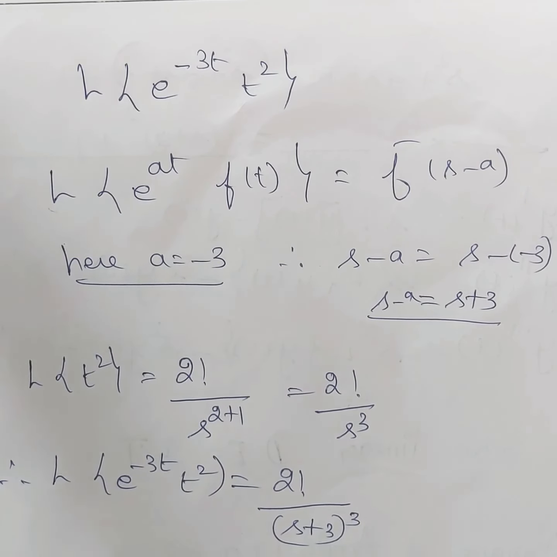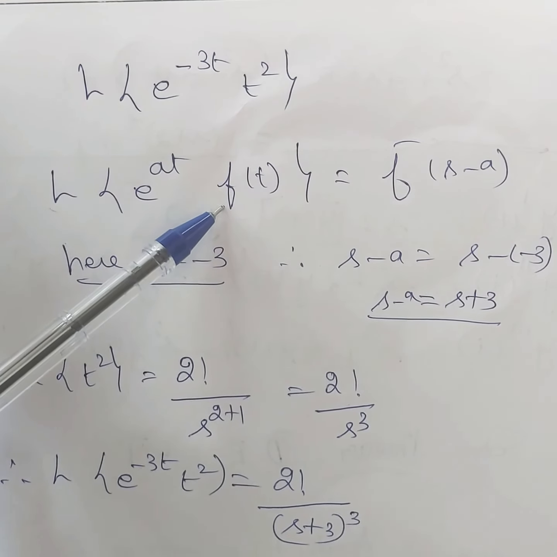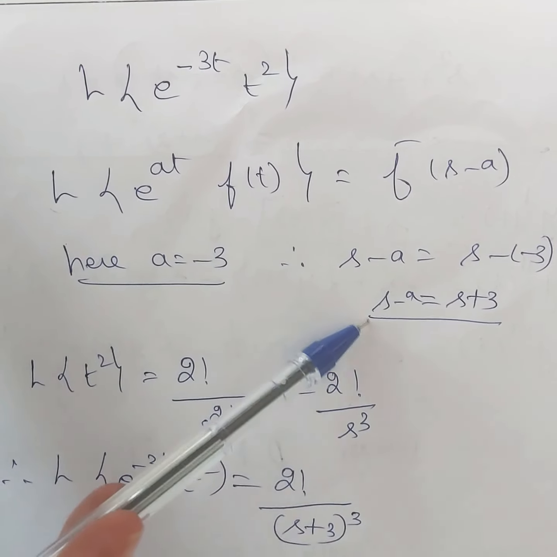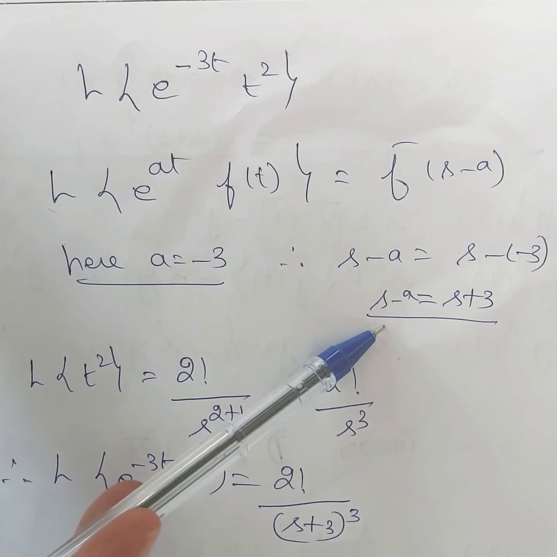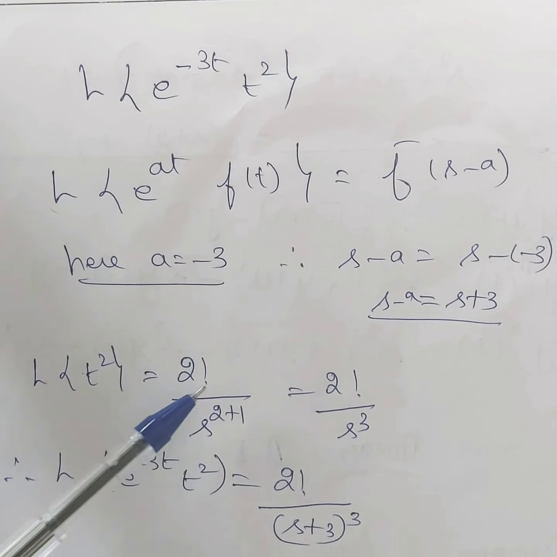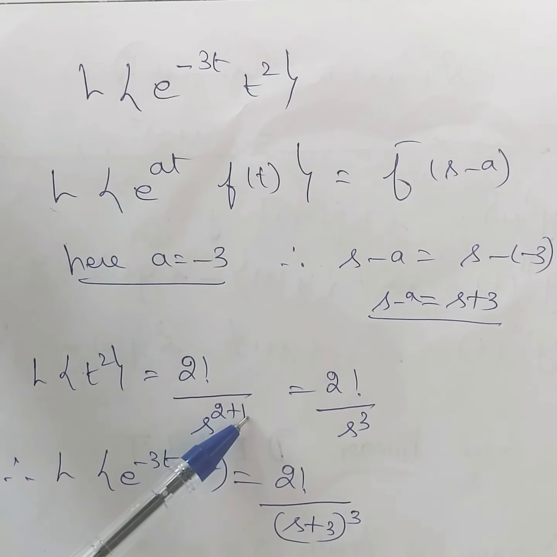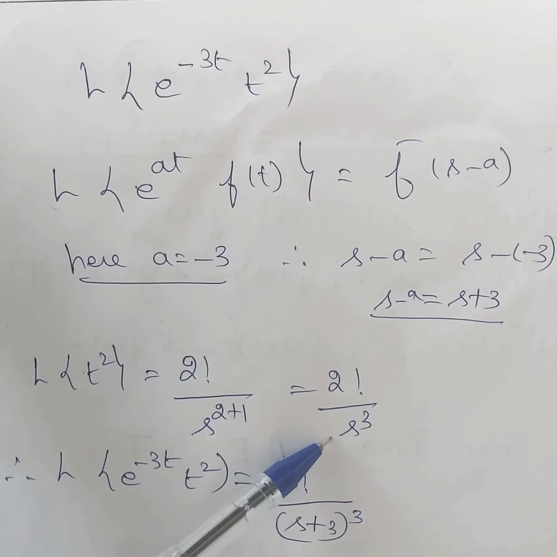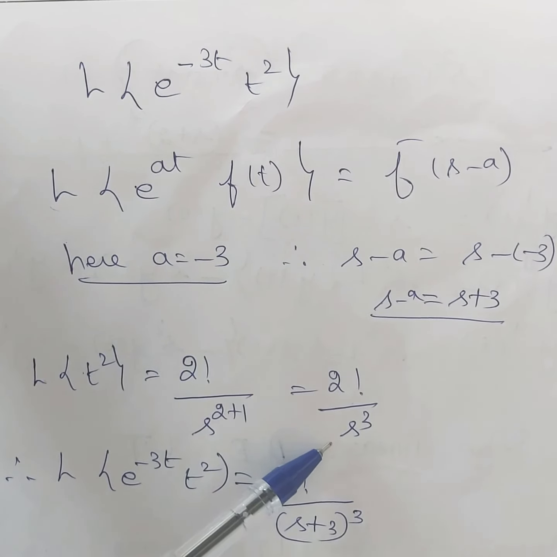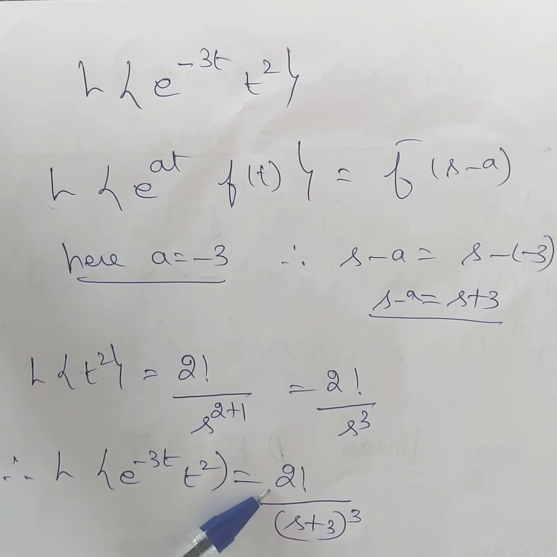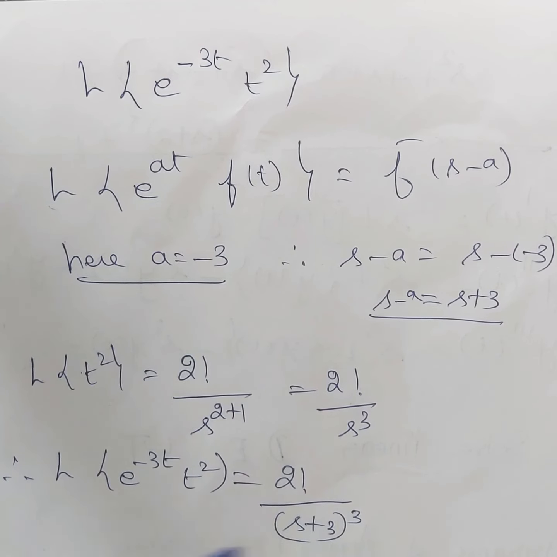Now what I will do, I will write the Laplace transform of this function along with e power at, whatever it is there, and wherever s is there I will change it to s plus 3. So what is the Laplace transform of t power n formula? n factorial by s power n plus 1. So 2 factorial by s power 2 plus 1, that is 2 factorial by s power 3. Now wherever s is there I will replace it with s plus 3. So this is your solution, 2 factorial by s plus 3 the whole cube.